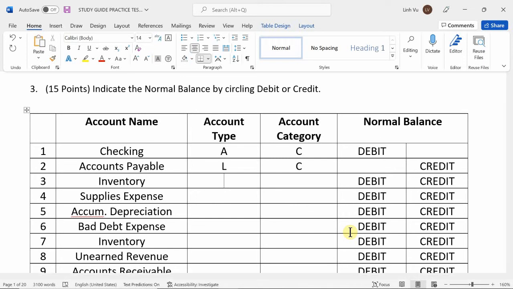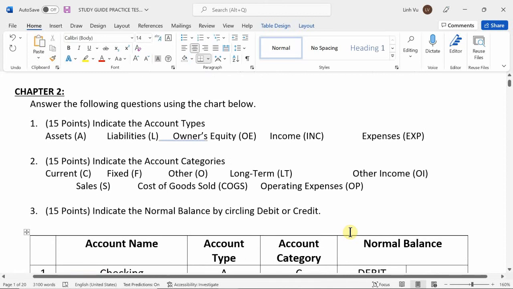Asset, fixed, and debit. It is an asset, but it's definitely not fixed. It doesn't fall under property, plant, or equipment. What are the categories again? Can you move it down? I can't see it. I can't find mine.